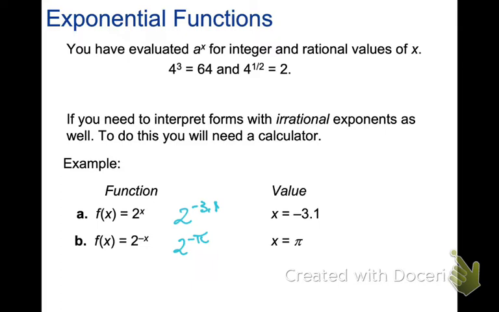Okay, basically the answers would be about the same because pi is approximately what? 3.14159. Okay. Remember a negative exponent reciprocates it, so it's actually 1 over 2 to the 3.1. Yes? Got to remember those exponent rules.